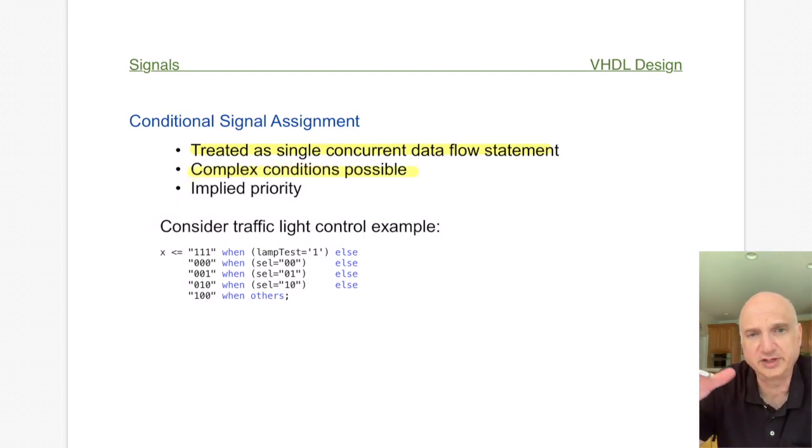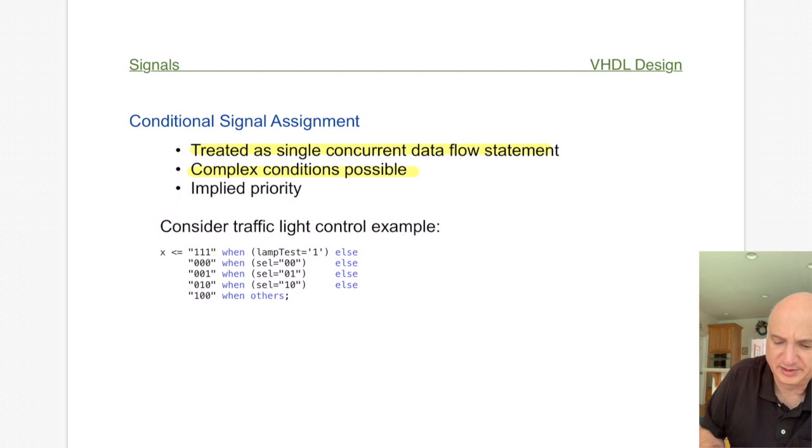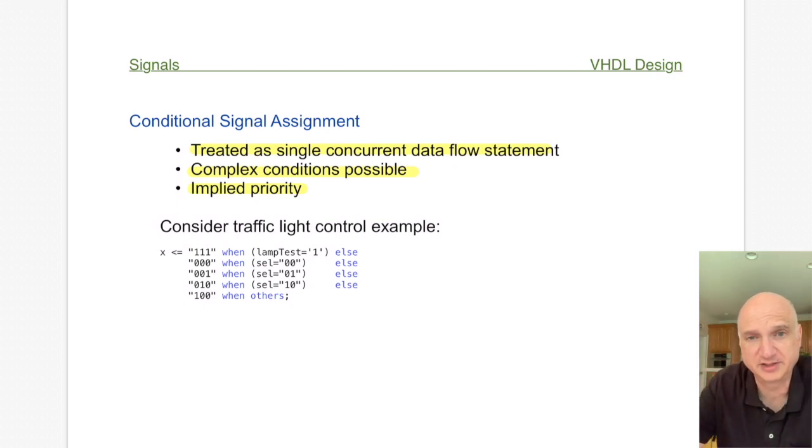So you can create some really interesting logic just by using a conditional signal assignment statement without having to go into some really complex process description. Oh, and the other thing is it has an implied priority associated with it, and we're going to talk about what that means. But basically it means that the first instruction is checked first, and then the next, and then the next, and then the next. And that implies extra logic. So if you have an implied priority, then you are basically introducing extra logic into your process.